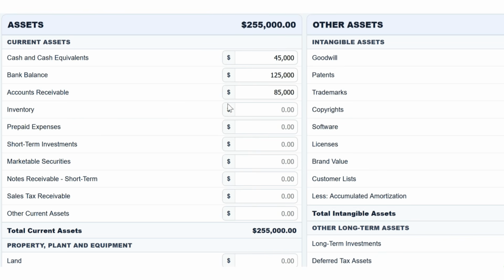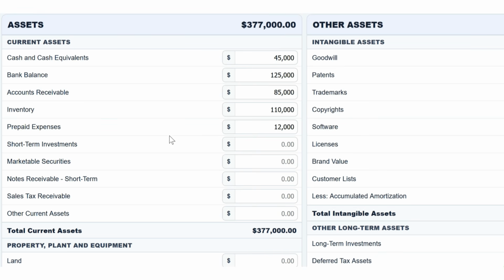Moving further down, we reach inventory, with a balance of $110,000. Inventory includes finished products ready for sale, raw materials waiting for production, and work currently in progress. The next account is prepaid expenses, showing $12,000. These are payments the company has already made for services it will receive in the future. Examples include prepaid insurance policies, annual software subscriptions, warehouse rent paid in advance, or maintenance contracts.